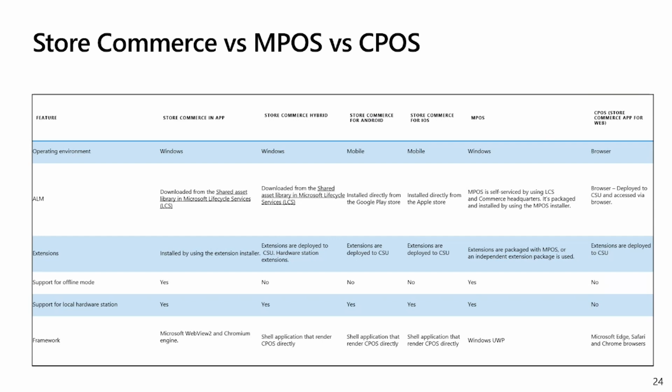So MPOS is self-serviced by using LCS and Commerce headquarters. It's packaged and installed by using the MPOS installer. CPOS is browser-based and is deployed in the CSU, and the CPOS application is not deployed locally. The browser accesses the application and code from the CPOS server. CPOS can't directly access POS hardware or work in an offline state.